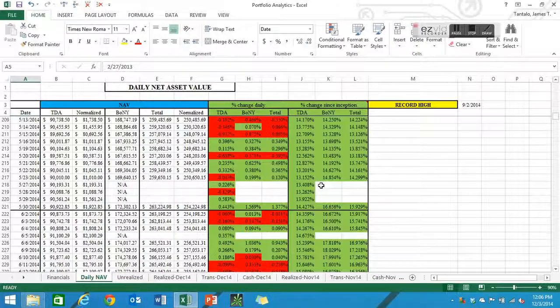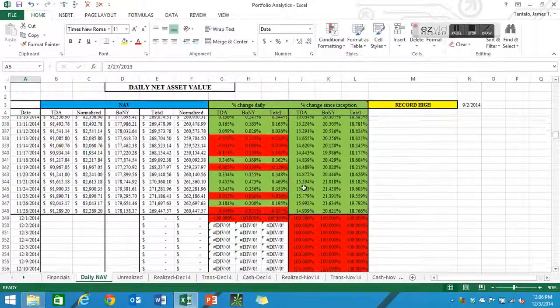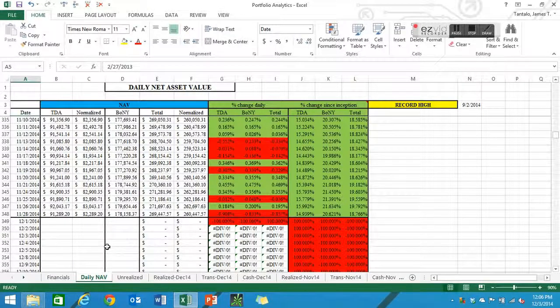So those are the things that you'll find here. If you are interested in what our values were, you can just go to this tab, look up the day, and you should get an accurate reading of what our portfolio was worth at that time.